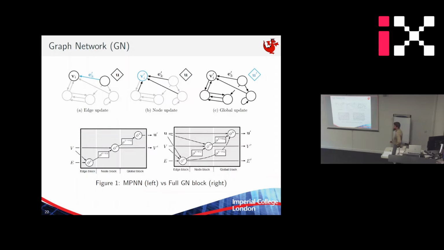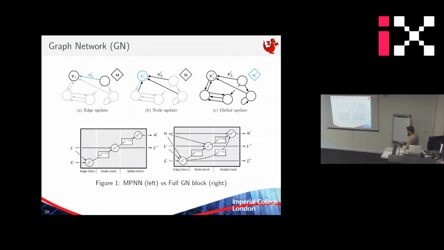So those are pictures from the paper I mentioned. So you would start with updating the edges. Then once you have updated the edges, you update the nodes, right? U is the global attribute, and then you update the global attribute.